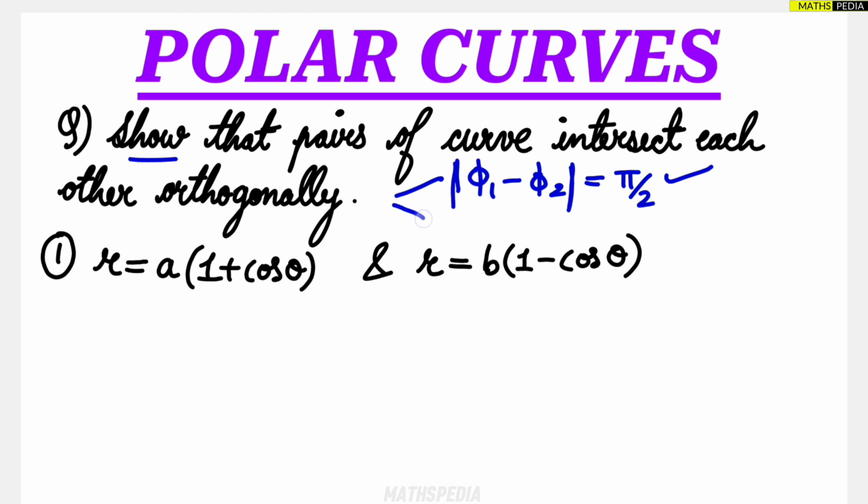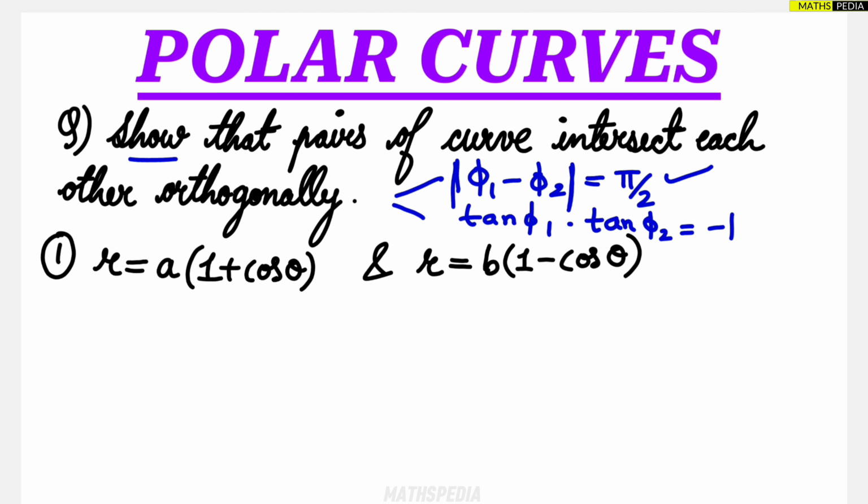The second way is quite simple: tan phi 1 into tan phi 2 is equal to minus 1. We have to prove this. How will we get tan phi 1 and tan phi 2? We will be getting cot phi 1 and cot phi 2, and if you take the reciprocal of those you will get tan phi 1 and tan phi 2. So the second method is quite simple.